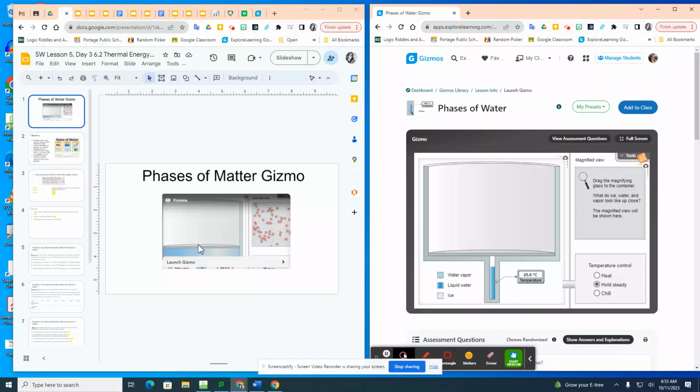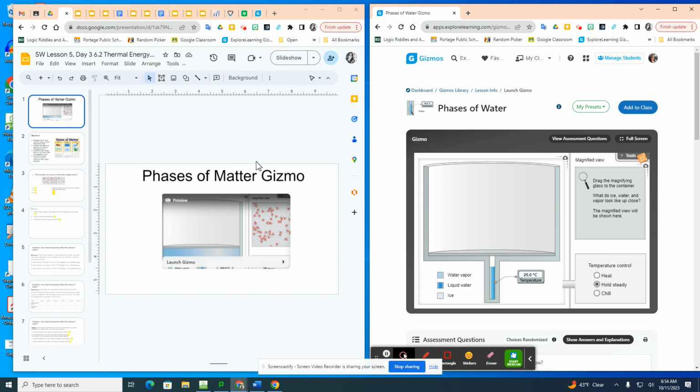All right, so this is lesson 5, day 3, thermal energy in a system, and this is the phases of matter gizmo. So I'm going to show you the gizmo here, as you can see on the right side of the screen. I have it split screen with the actual slide deck that you'll be filling out. So we'll go through each slide along with what the gizmo is going to show to help you answer all the questions in the slide deck.